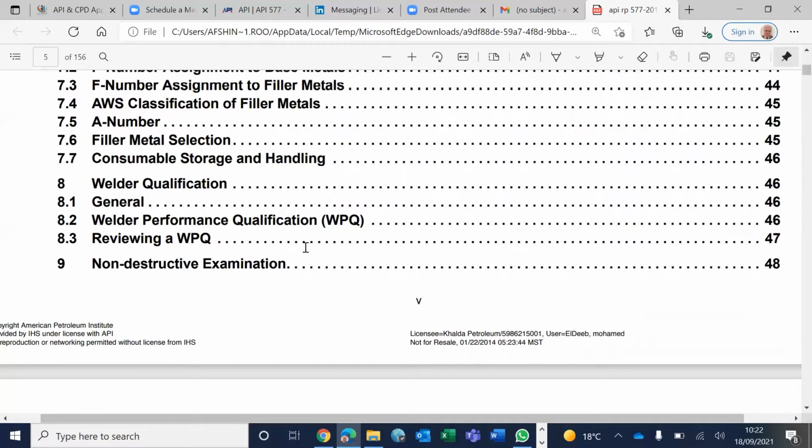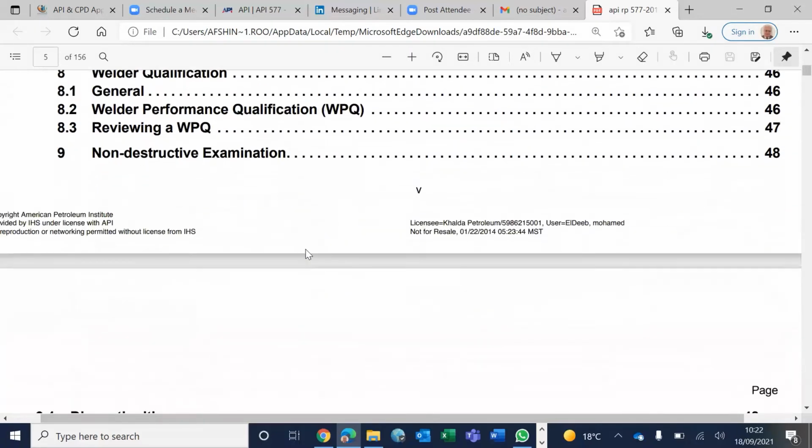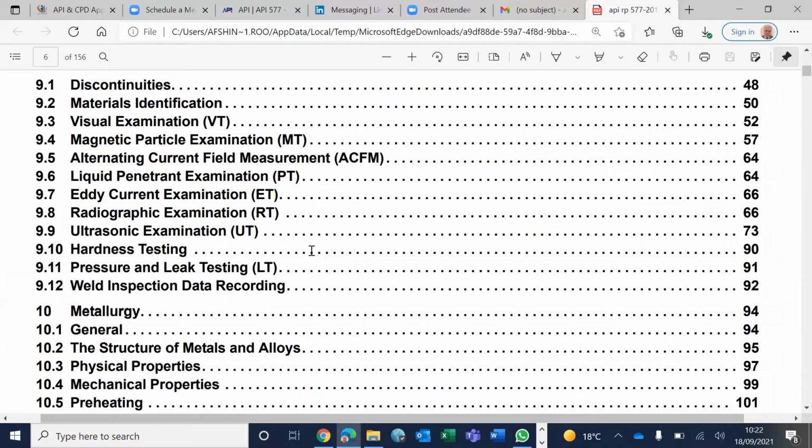And these are all actually in ASME Section 9, which API 577 has borrowed. And then non-destructive examination. You should know about discontinuities, material identification, and the popular methods like VT, visual, magnetic particle, penetrant test, eddy current less used, radiography, ultrasonic. Hardness testing, leak testing, welding inspection data recording. So you should know about the concepts.